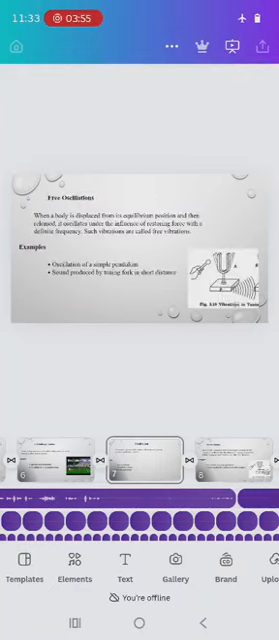First, I explain free oscillation. The best example of free oscillation is the vibrations in a tuning fork. This image represents the vibrations in a tuning fork. When a body is displaced from its equilibrium position and then released, it oscillates under the influence of a restoring force with a definite frequency. Such vibration is called free vibration. Examples: oscillations of a simple pendulum, and sound produced by a tuning fork at a short distance.